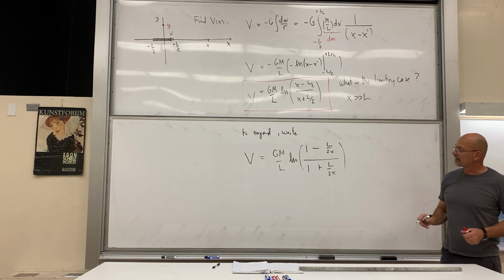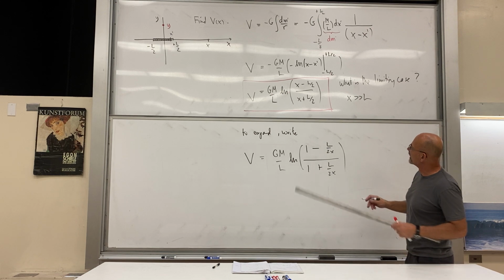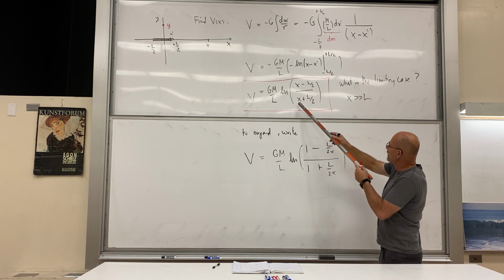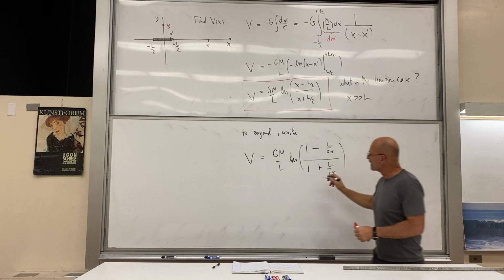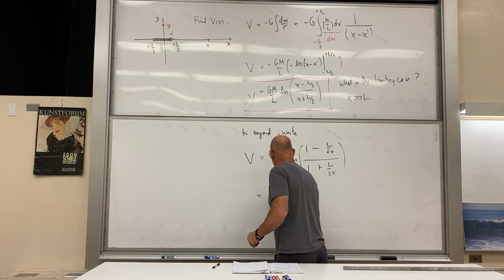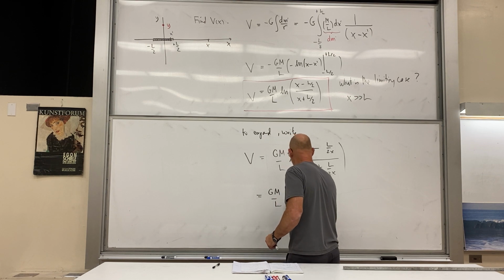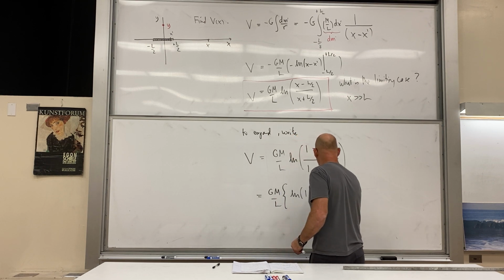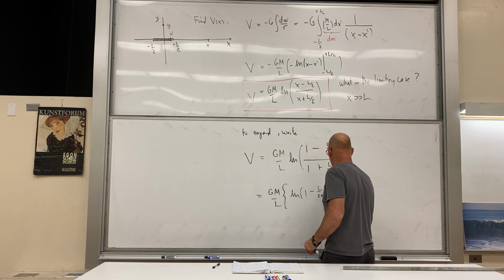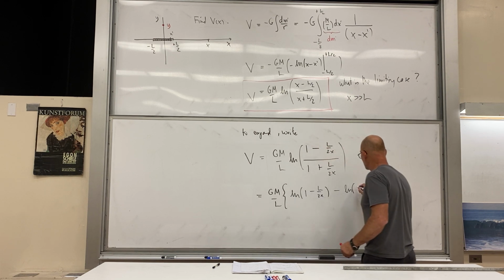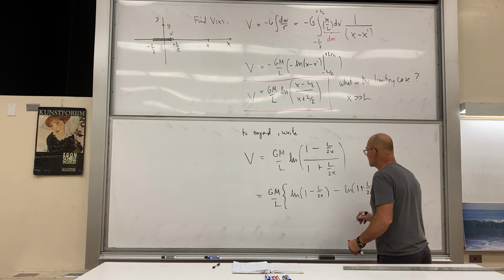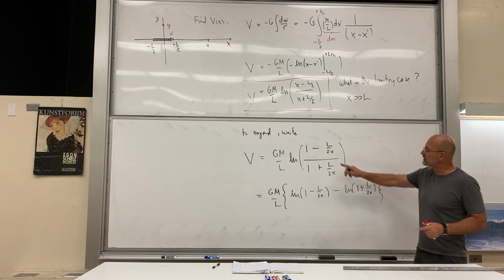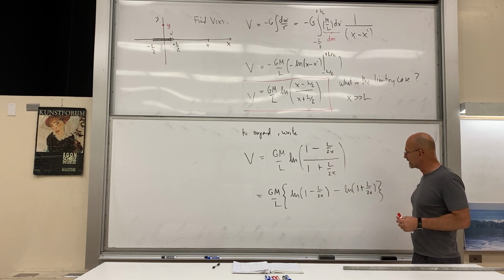So you notice what we've done. We've divided numerator and denominator by x, so that's legit. And now we're going to expand this out. We get gm over L times natural log of 1 minus L over 2x minus natural log of 1 plus L over 2x. And notice everything's dimensionless in here now, so we've done a good thing.